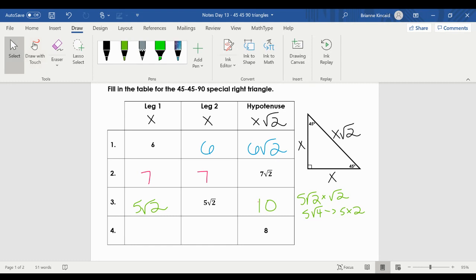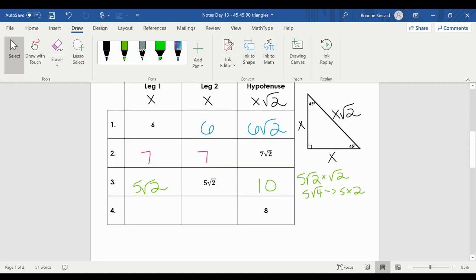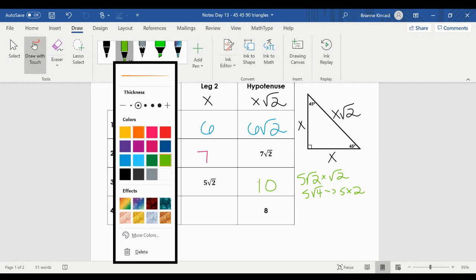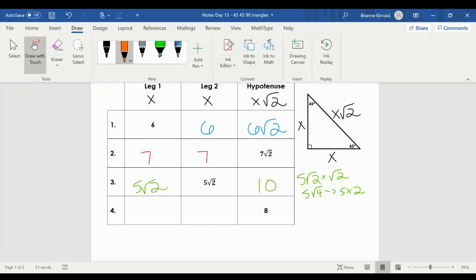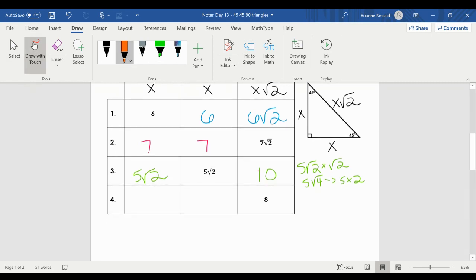Number 4 is probably the most difficult type of problem. Now I'm given the hypotenuse, which is x radical 2. So previously, when I was given the leg and trying to find the hypotenuse, I multiplied by radical 2. Well, if you're working backwards, you're going to divide by radical 2. Or the other way that you can think about this is you are given that x radical 2 equals 8. And then just solve for x. So I would divide by radical 2 on both sides. So that's going to give me that x equals 8 over radical 2.